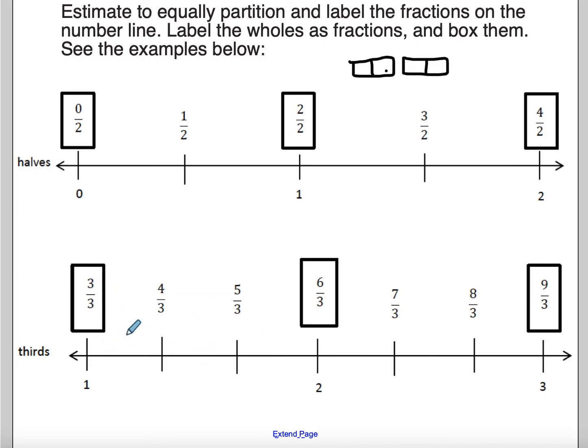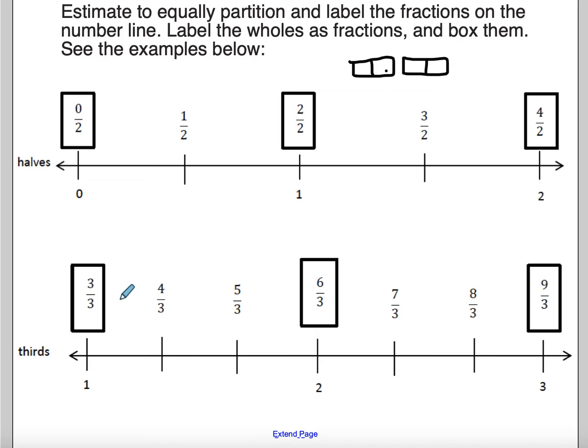So I start at 1, and this represents 3/3 because I remember that from my other lessons, anytime I have a numerator and denominator that are equal, that is 1 whole. 3/3 is 1 whole. So we're going to continue counting by thirds from here on. 3/3, 4/3, 5/3, 6/3 is equal to 2 wholes. That's why it's been boxed. Box my wholes as fractions. 7/3, 8/3, 9/3, and this 9/3 is boxed again because this represents 3 wholes.